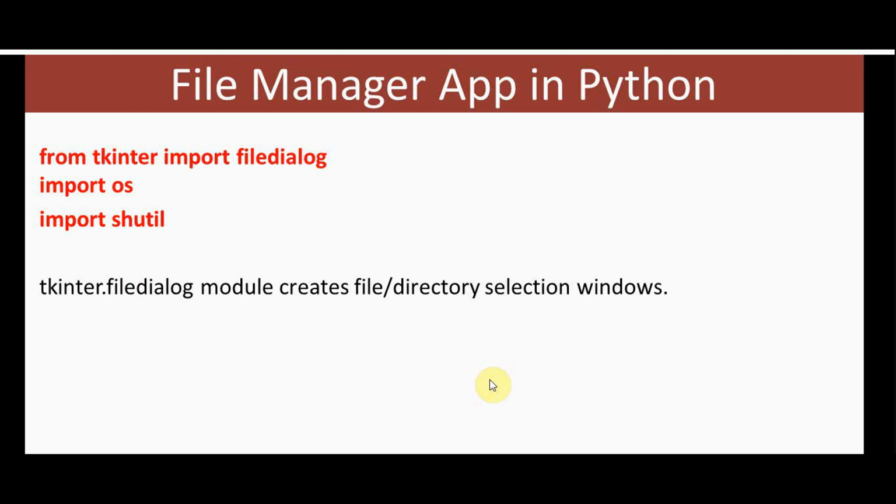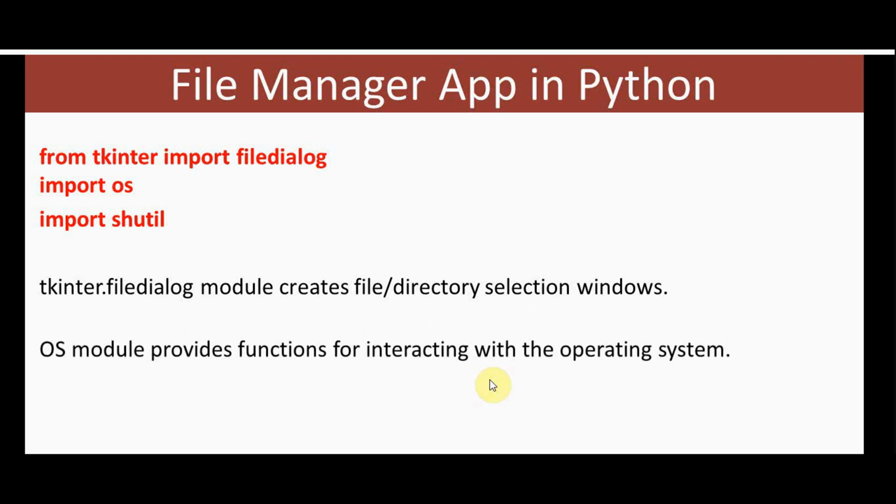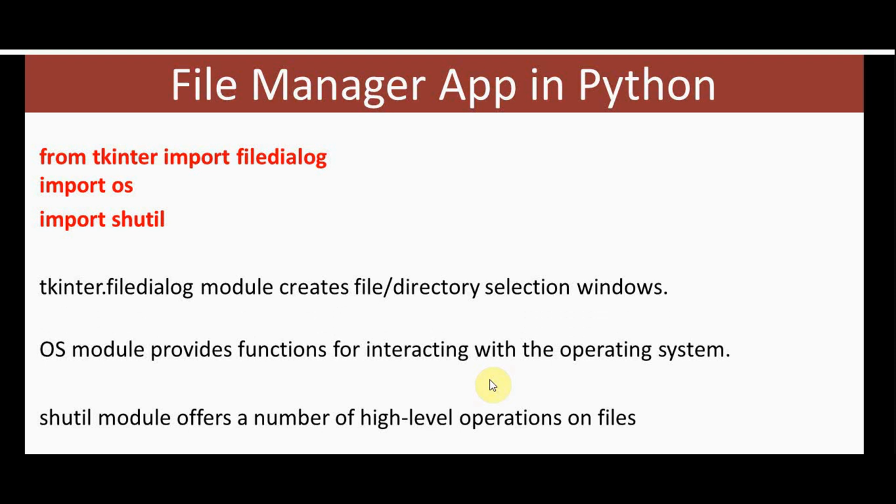This Tkinter's filedialog module is useful to create file or directory selection windows. So it consists of classes and factory functions which are used to open these selection windows. We need not design it explicitly. And OS module, as the name indicates, provides functions to interact with the operating system. Finally, the shutil module contains high-level operations on files. In our project, I have used the shutil module only for copy and move functions. Okay, let's see what are the methods used from this module.